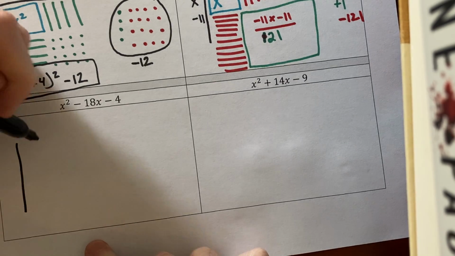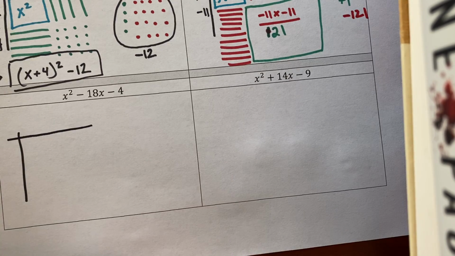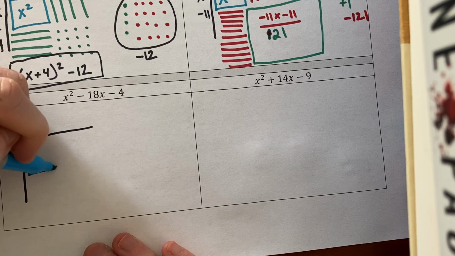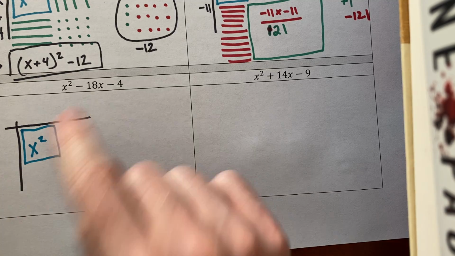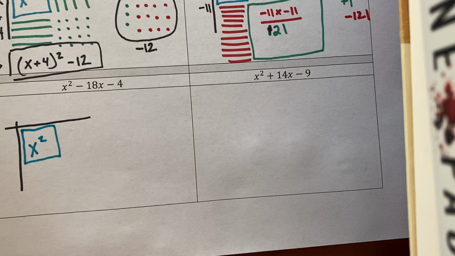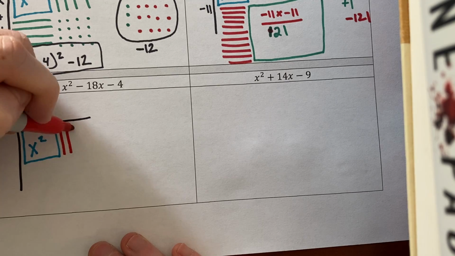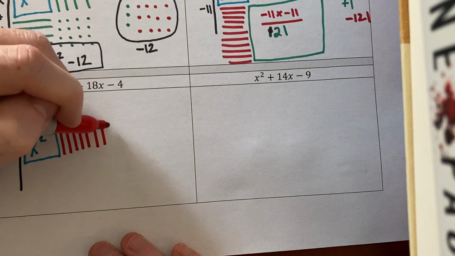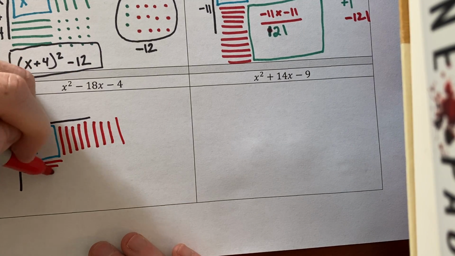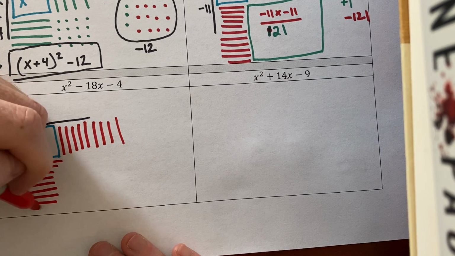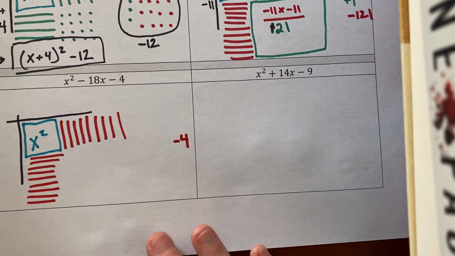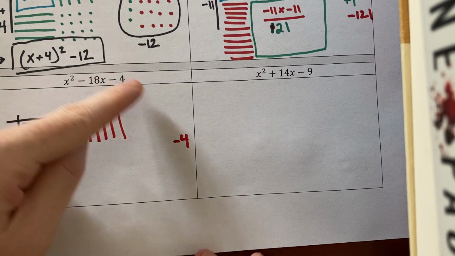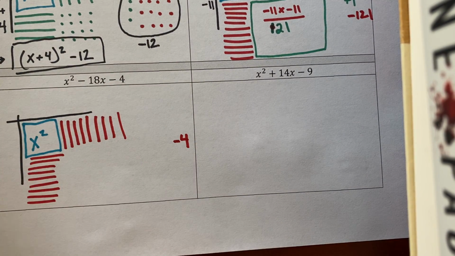All right, so one more time here, make our table. We have a 1x squared. It's always going to be 1x squared. It's never going to be anything different than that. All right, I have a negative 18x. I want to split that in half, so I'm going to draw 1, 2, 3, 4, 5, 6, 7, 8, 9 of these guys. And then I have a negative 4 over here. I always put that C term off by itself.